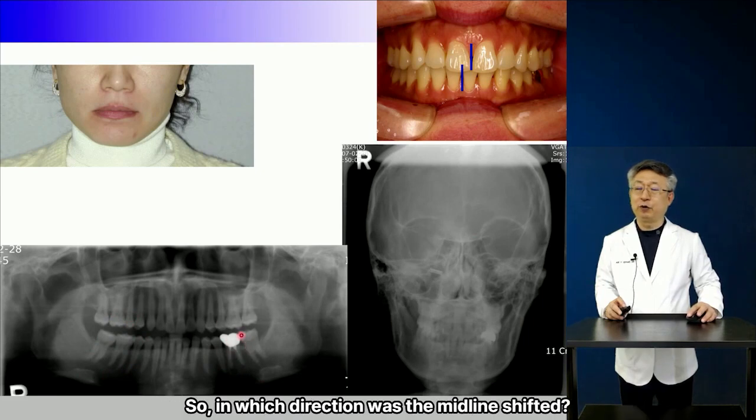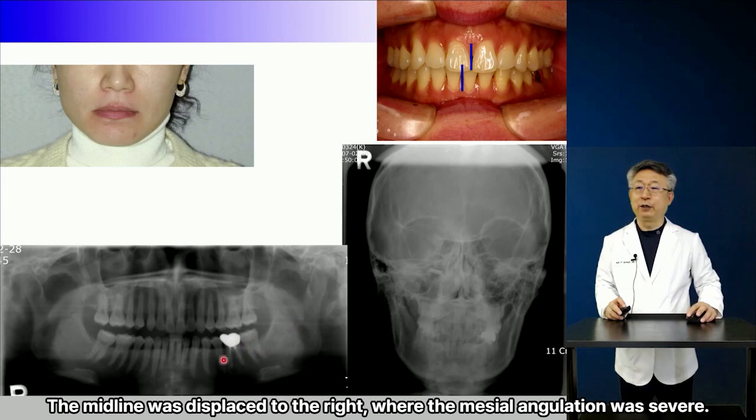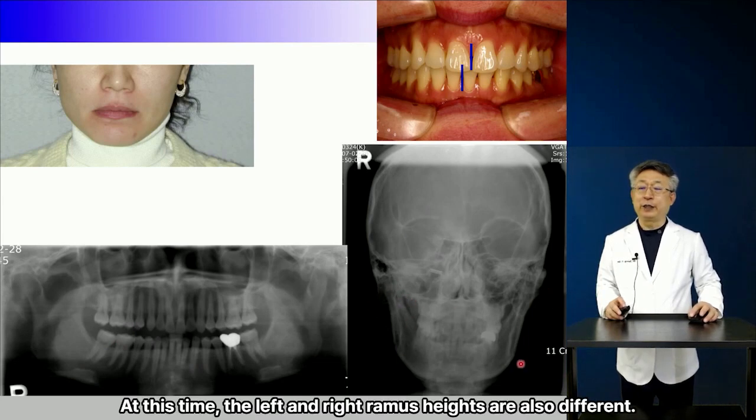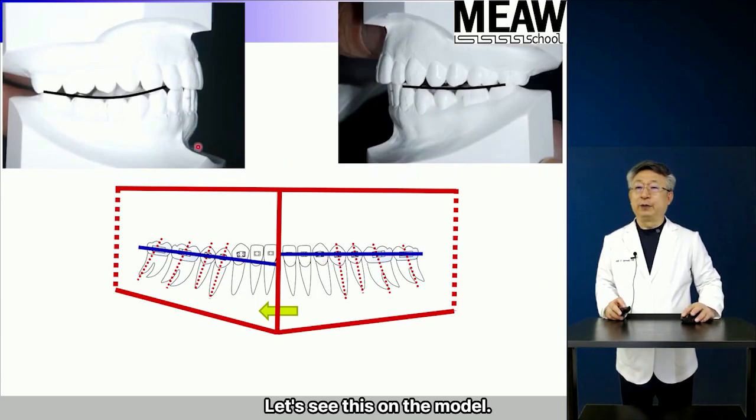So, in which direction was the midline shifted? The midline was displaced to the right, where the mesial angulation was severe. At this time, the left and right ramus heights are also different. Let's see this on the model.